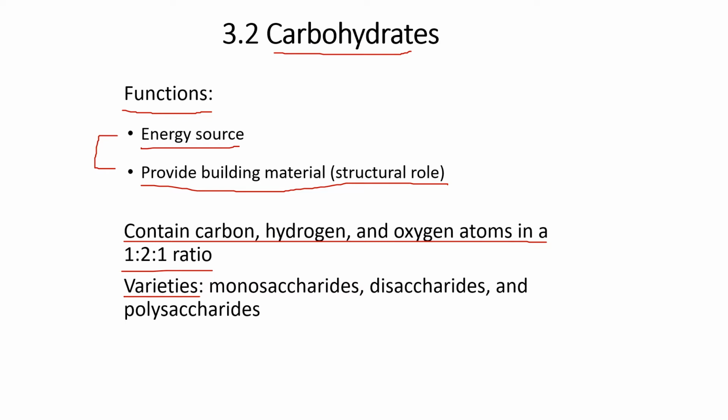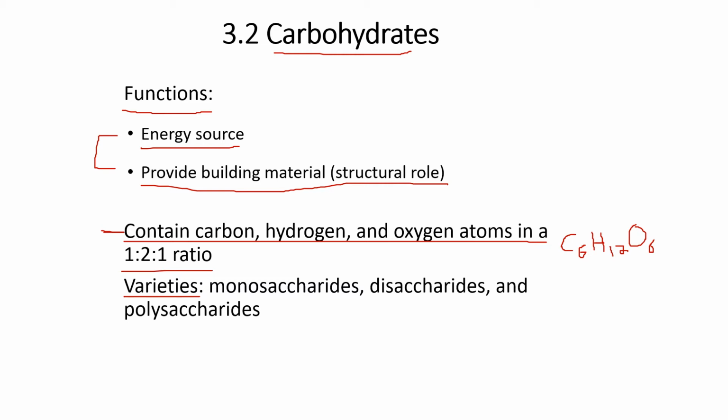Their main characteristic: all their monosaccharides have carbon, hydrogen, and oxygen in a 1 to 2 to 1 ratio. So glucose, you multiply through that ratio by 6, and you at least have the formula for glucose, which is C6H12O6. So it's a 1 to 2 to 1 ratio.